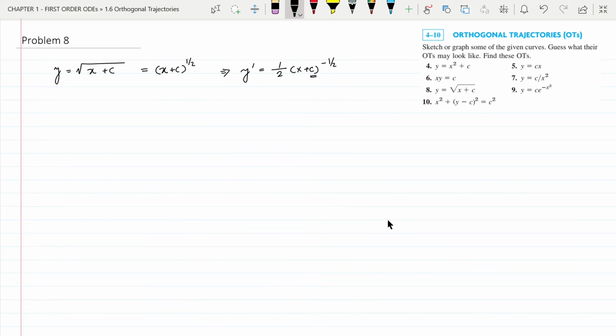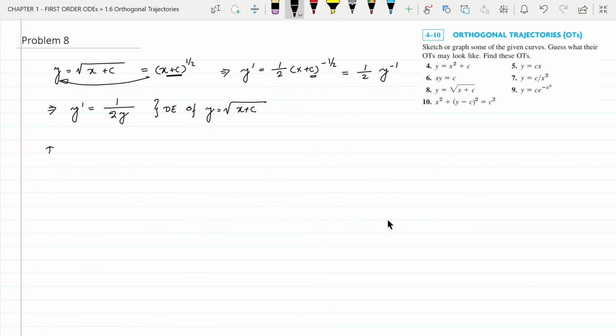Now here we have to eliminate this c, and we know that x plus c to the power 1 by 2 is y. So x plus c to the power minus 1 by 2 is y to the power minus 1. So this is half y to the power minus 1. And from here we can write y dash equal to 1 by 2y, and this is the ODE of the given equation, that is y equal to square root of x plus c. That means if we solve this ODE, we will get the equation that was given in the question.